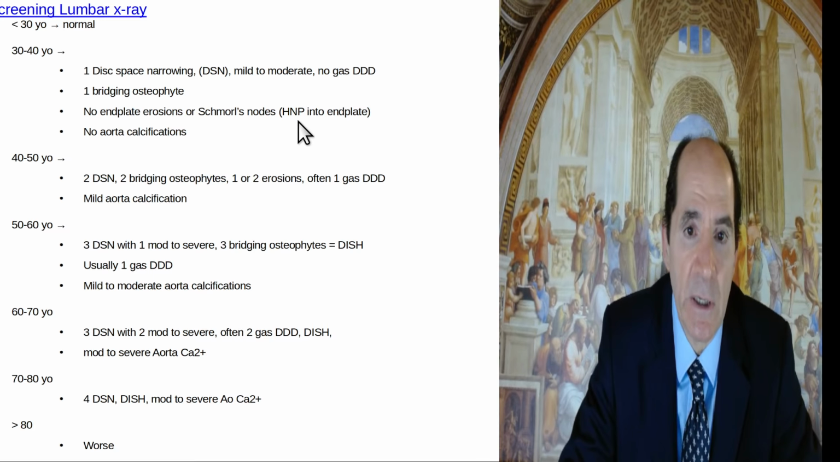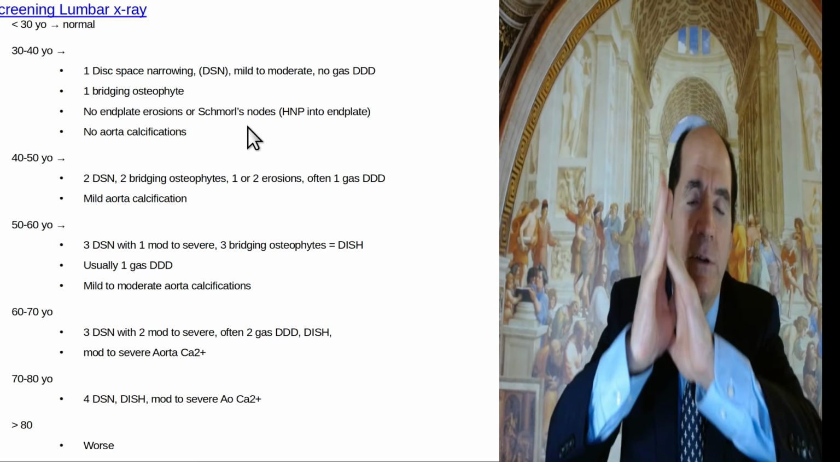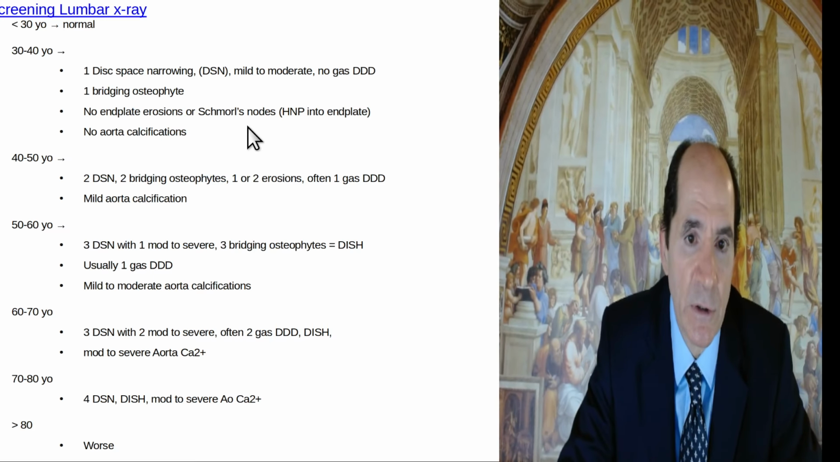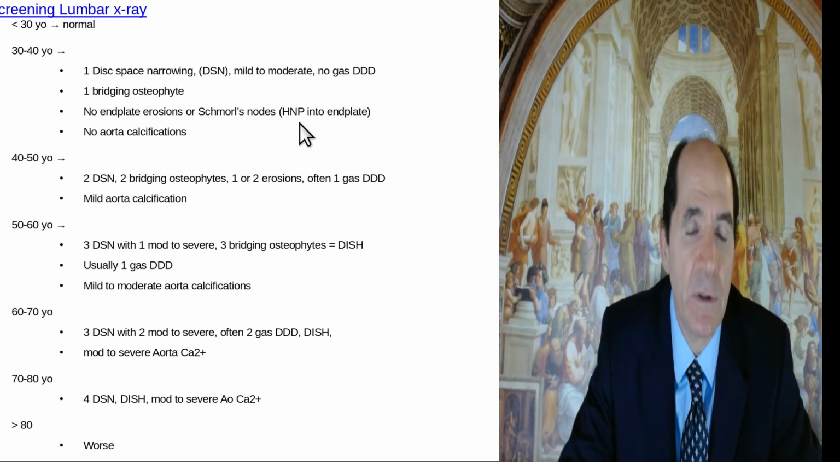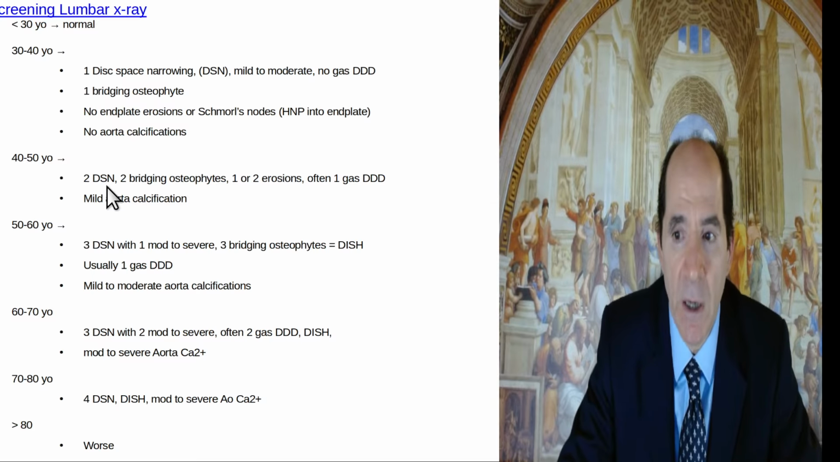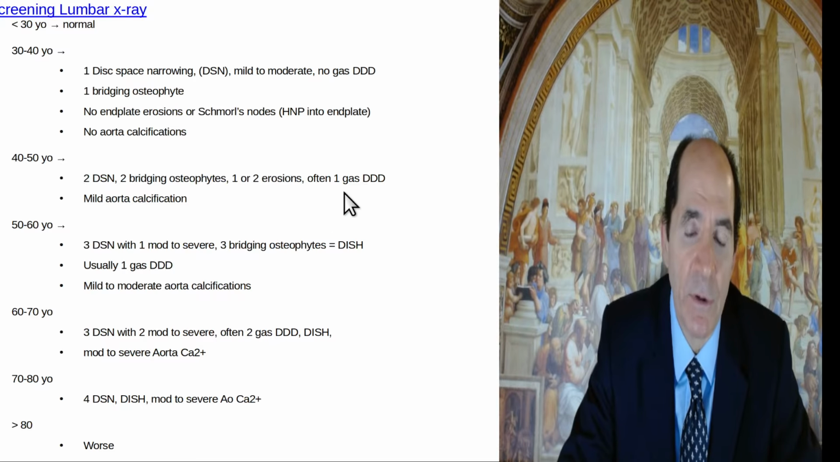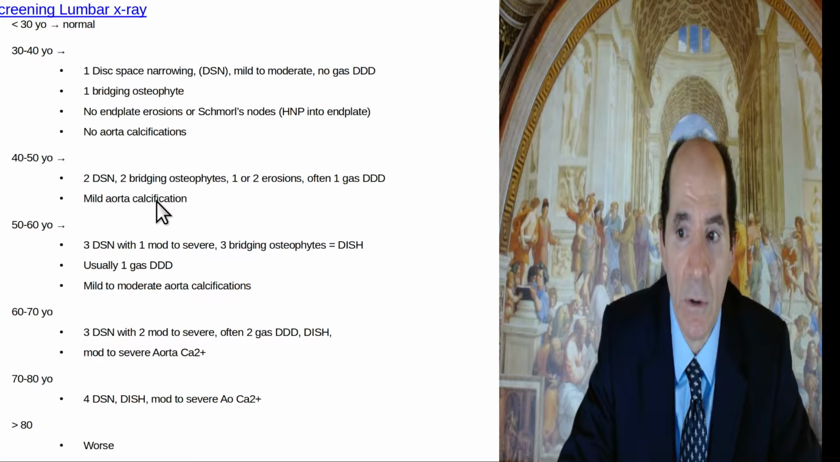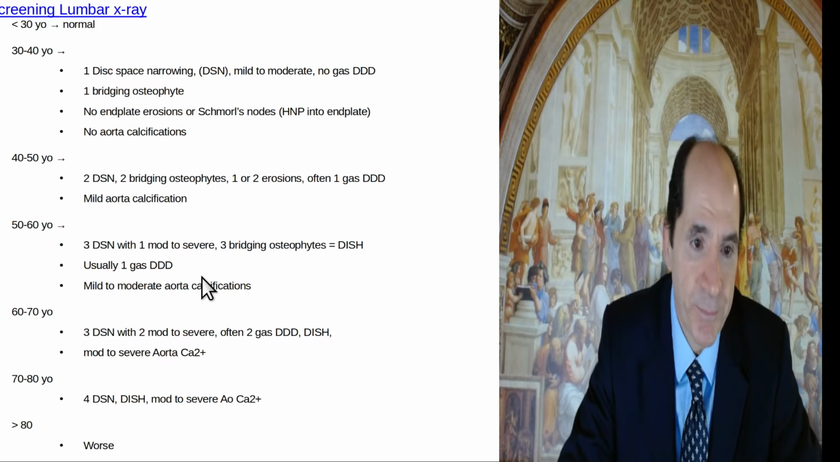You're starting to get the earliest manifestation of degenerative disc disease. Usually the end plates are clean. Schmorl's node is when a disc herniates into the adjacent vertebral body. HNP is herniated nucleus pulposus, meaning the center of the disc. No aortic calcification is 30 to 40. That'd be a typical looking 30 to 40-year-old. 40 to 50, you start getting a couple discs narrowed. Often you'll have some gaseous disc degeneration, some erosions of those end plates, early calcification of the aorta.